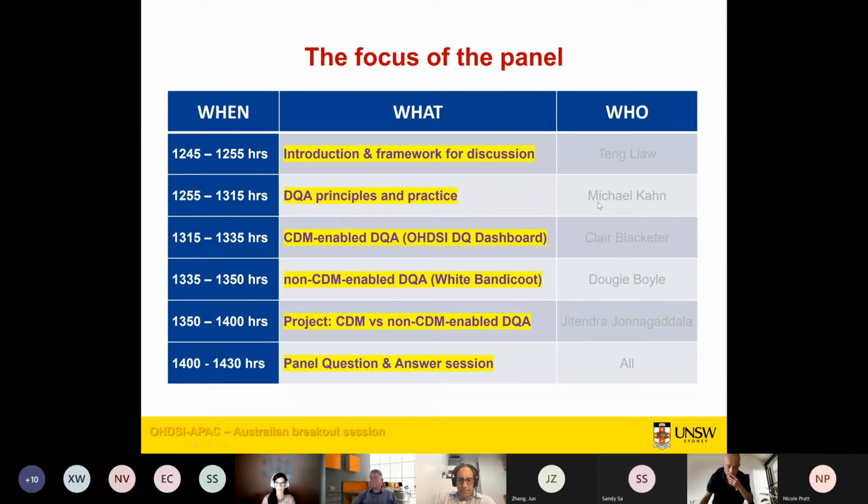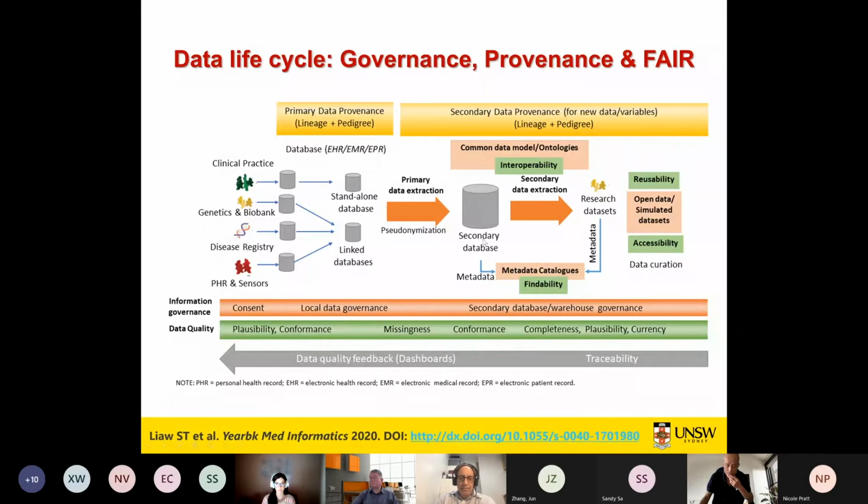So we need to look at data quality from the data life cycle perspective. From left to the right of the diagram, and I'll very briefly just highlight that. From data creation and collection into primary databases, and then extracted, ETL, into secondary databases. Hopefully, as time goes on, we don't have to do the ETL at this level, but at the primary level, but that's another day and another time.